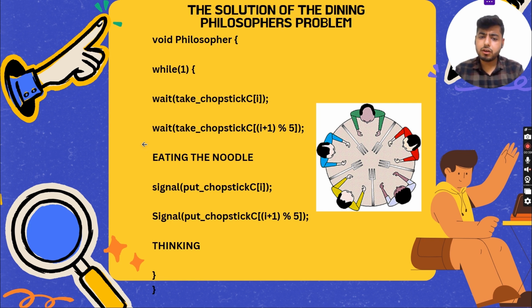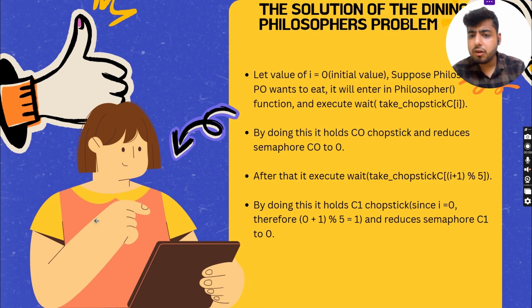And signal put chopstick of Ci plus 1 modulo 5, which means C of 1 value will also become 1. Now it will start thinking. As you can see here, let the initial value of i be 0. Suppose philosopher P0 wants to eat, it will enter into the philosopher function and execute wait as I guided you. By doing this, it holds C0 chopstick and reduces semaphore C0 to 0.